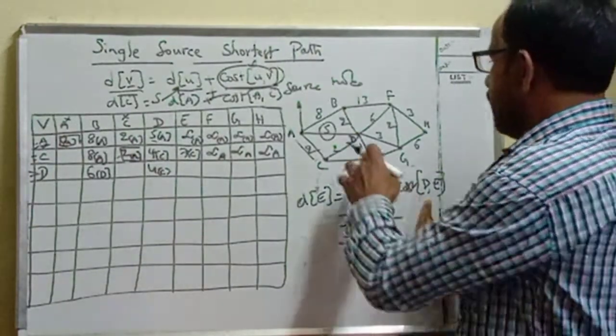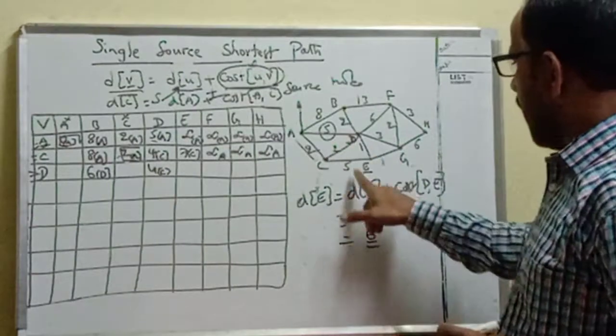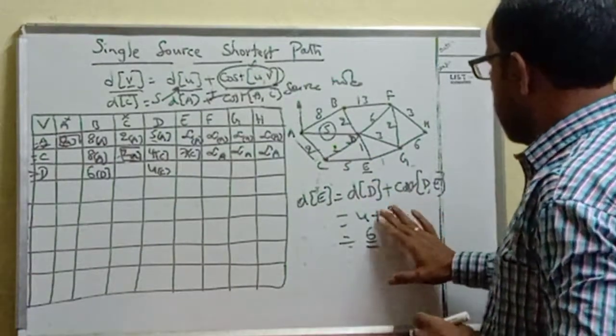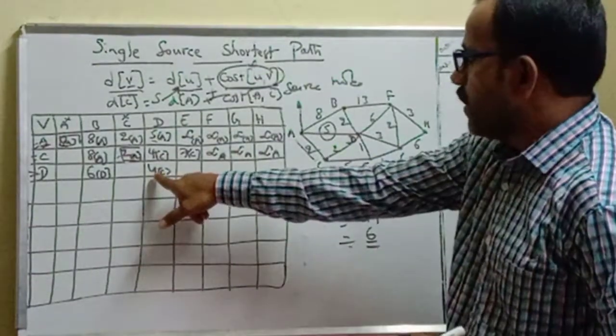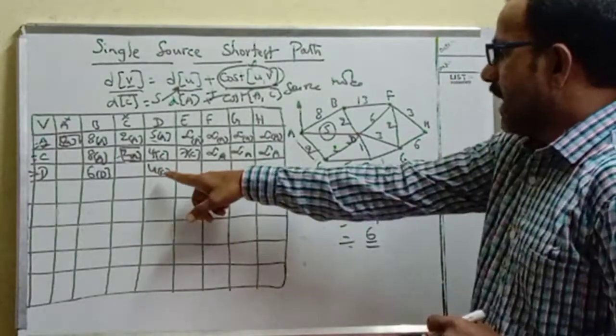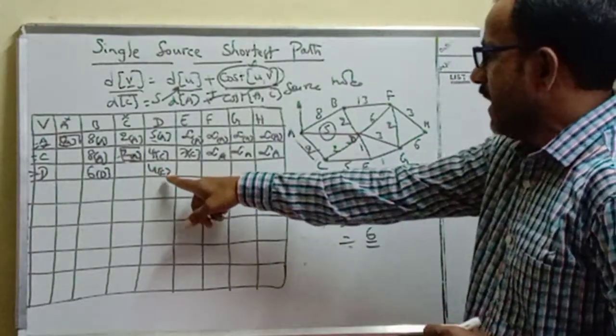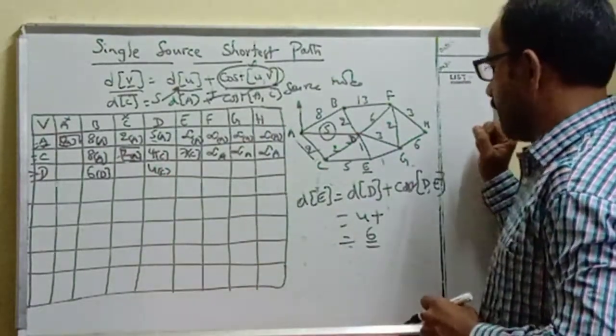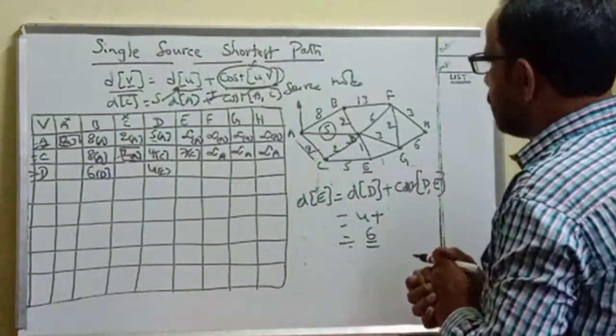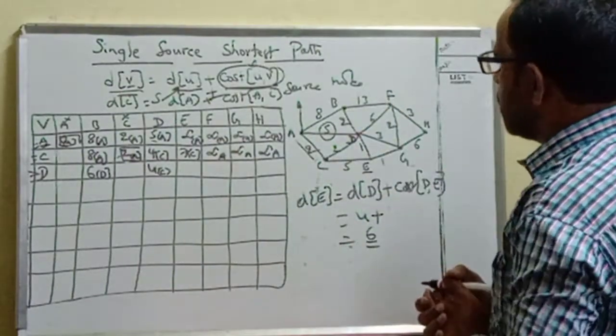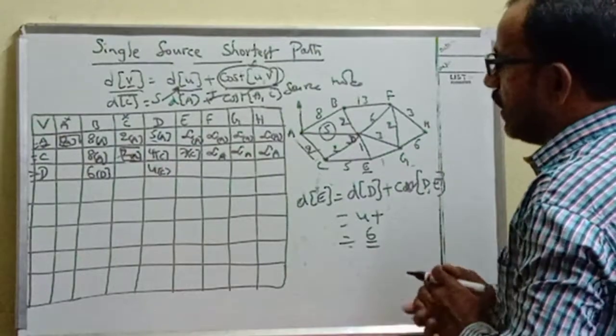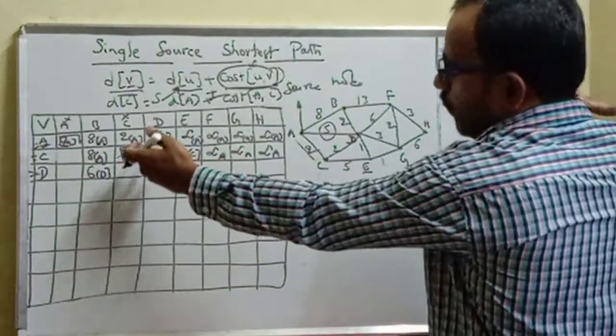Is there any edge between D comma E? Yes. There is a direct edge between D comma E. And D of D is 4 units. That is the shortest distance from source node to D via C. That is 4 units. Okay. Direct edge cost is 8 units, but via C and D you get 4 units.